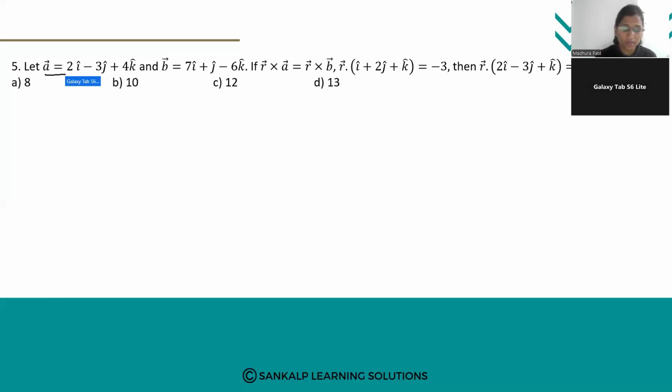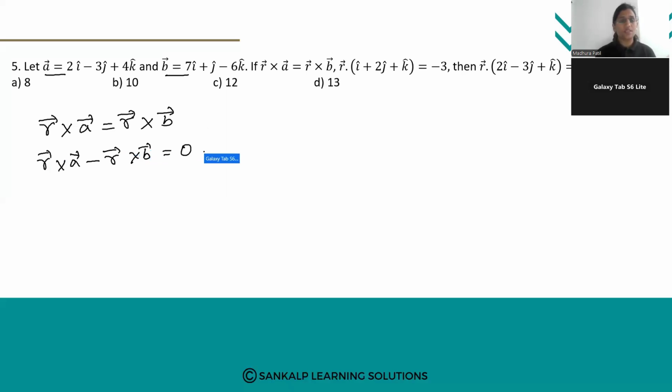So from this, let us try to find vector R, what all is given. Now A is given, B is given, one relation is given. What is that? Cross product of vector R and A is equal to R cross B. Now from this, what I can write here is R cross A minus R cross B is equal to 0. Is this correct? Now by the properties of the cross product, I can write this as R cross (A minus B) equals 0, because the cross product property says this will be R cross A minus R cross B.